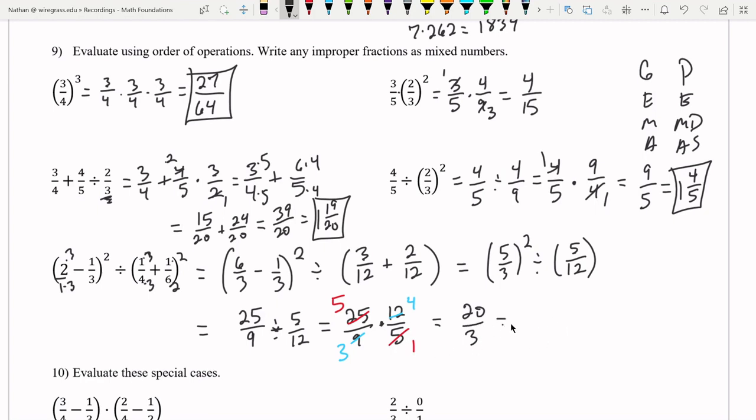3 can go into 20 6 times evenly. 6 times 3 is 18. So there's going to be a 2 for a remainder. So 6 2/3 is my solution to this problem.